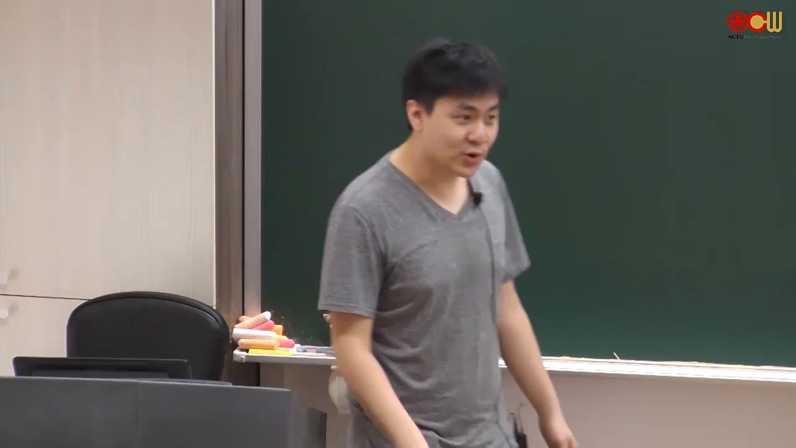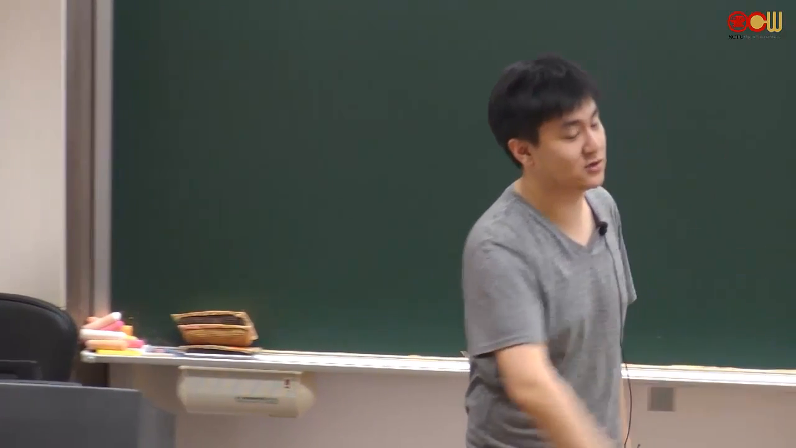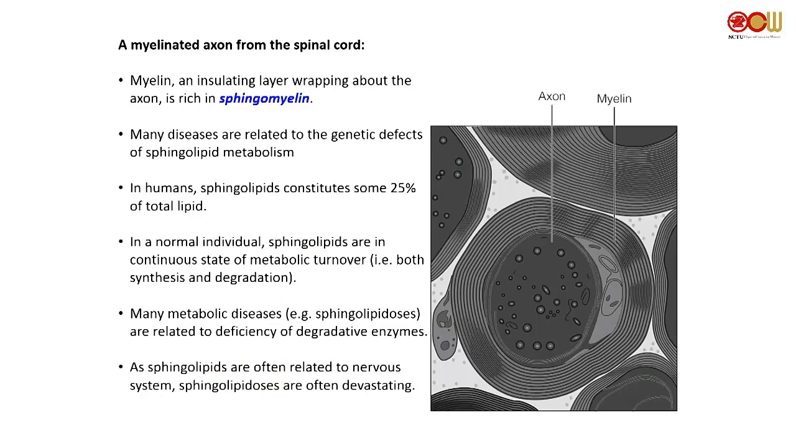Okay, why it's important? I'll show you towards the end. There are a lot of hereditary diseases. Human diseases are related to sphingomyelin metabolism. If you cannot properly degrade or synthesize sphingomyelin, you can easily get some problems. But that's true for everything, right?